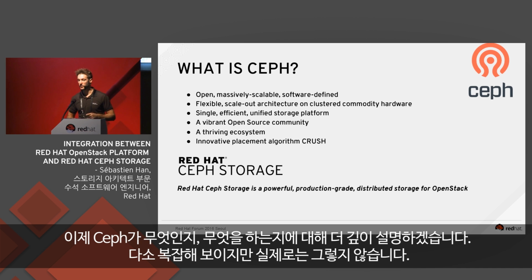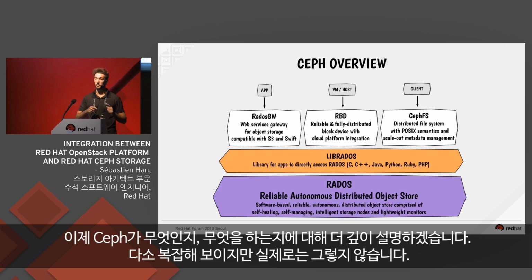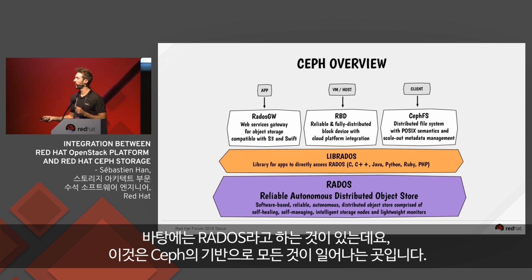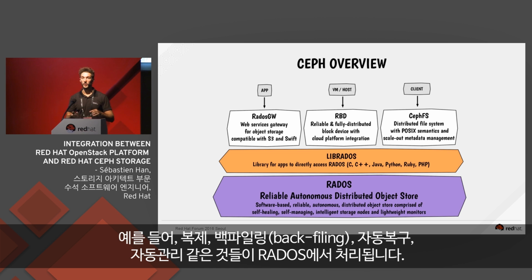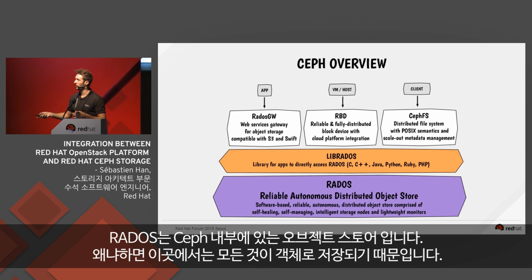So now let's dive a little bit into Ceph and what it is, what it does. This might sound like a really complex diagram, but actually it is not. At the very bottom, we have what we call RADOS. And RADOS is really the foundation of Ceph, where everything is really happening. So replication, backfilling, self-healing, self-managing, everything is being done at the RADOS level. And RADOS is just the object store, because within Ceph, everything is stored as an object.